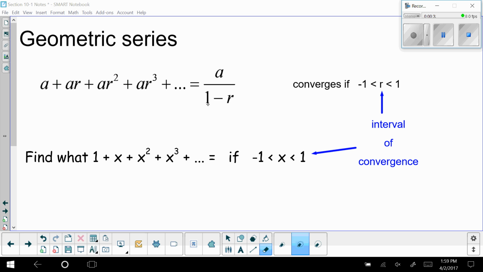we can find what this adds up to, which is the first term over 1 minus the common ratio, as long as our common ratio is between -1 and 1. This is what's known as our interval of convergence.